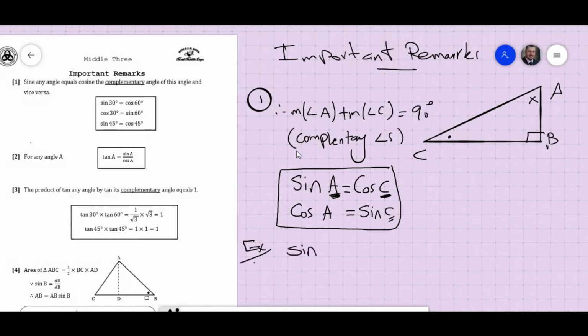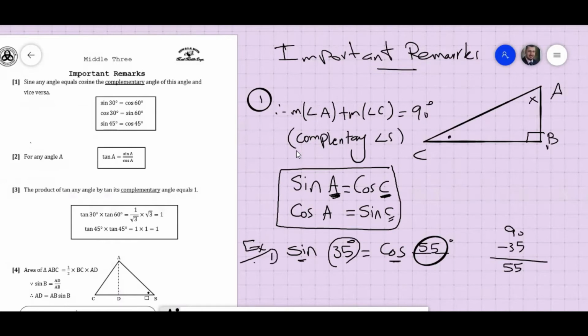If I give you sine 35 equals cosine dots. How do we complete this one? Excellent. I have sine equal cosine, so these two angles are complementary. The first one is 35. So how do we get the second one? I have to subtract 90 minus 35. It will be 55 degrees. Understand it? Yes. Excellent.